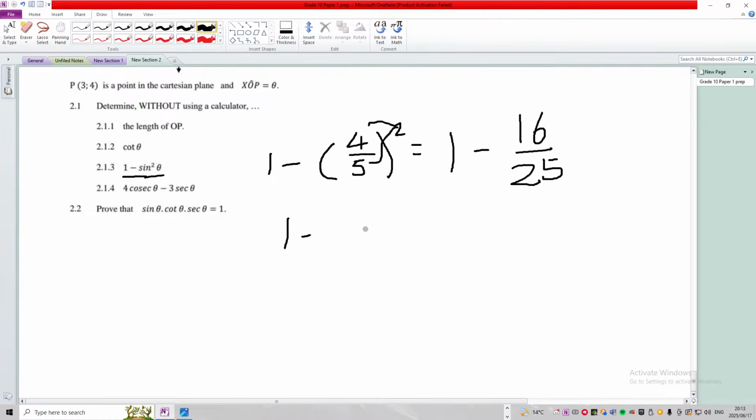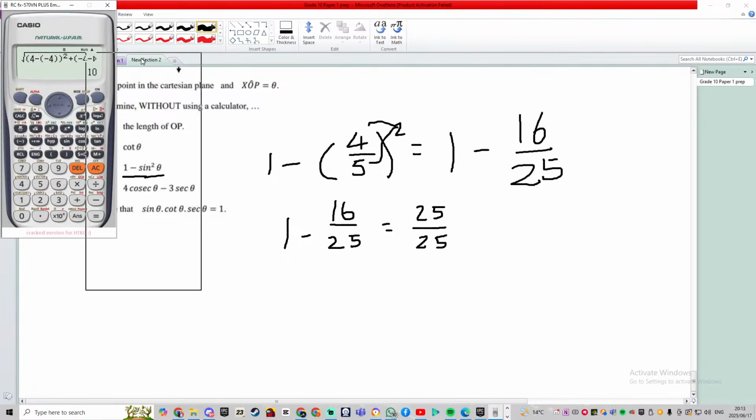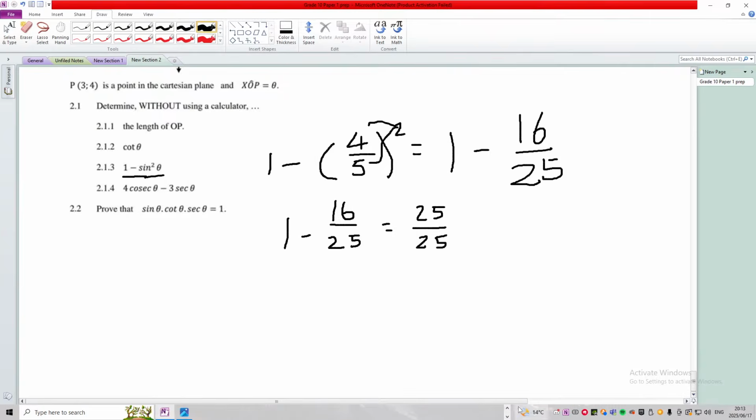Okay, so we have 1 minus 16 over 25. That's equal to, I'm just going to change the 1. Don't know if you know this trick. I'm just going to change the 1 to 25 over 25. Do you see that I'm not using this calculator here? I know you guys will go straight to it and you lose marks. 25 over 25 minus 16 over 25. So then we have 9 over 25.